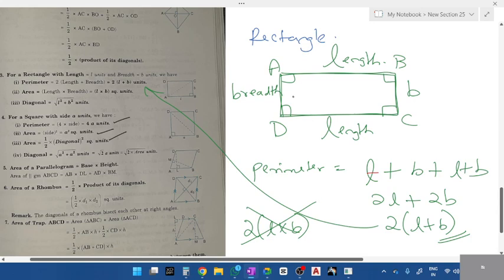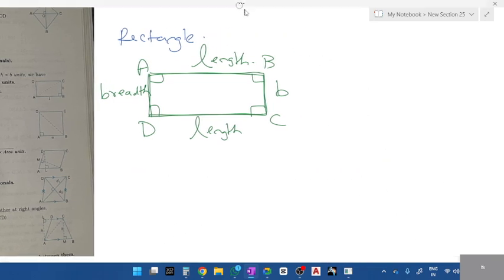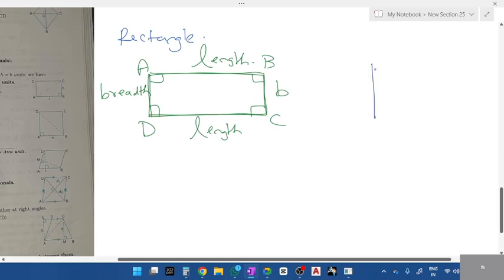Write the diagram once. Quickly write L, B. We know perimeter. You have to add 4. Take out 2 common. 2 into L plus B. Okay. Now, look here. Perimeter is done. Square and rectangle, the formulas are almost the same, students. Similar, not same, similar. A, B, C, D.